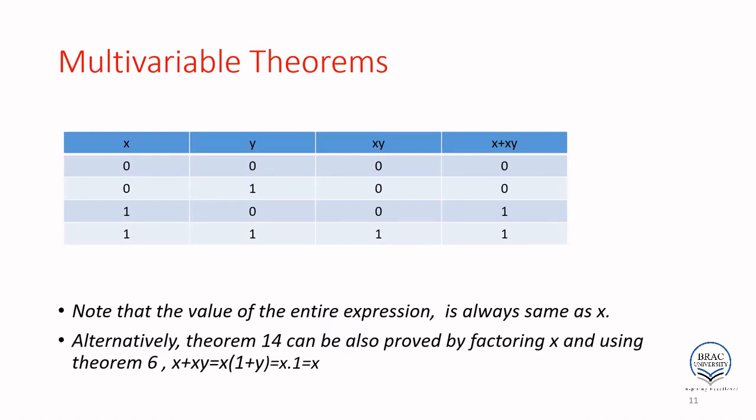This is another explanation. You have x plus x y, so this x becomes x times (1 plus y). Note that the value of the entire expression is always the same as x. So whatever the value of x, the value of x plus x y is the same. Alternatively, this theorem can also be proved by factoring x and using theorem 6. So x plus x y, if you take x common, is x times (1 plus y), that is x into 1, which is x, using the theorem discussed before.